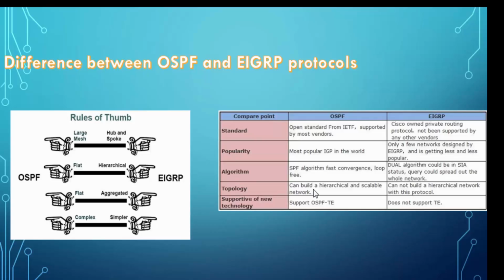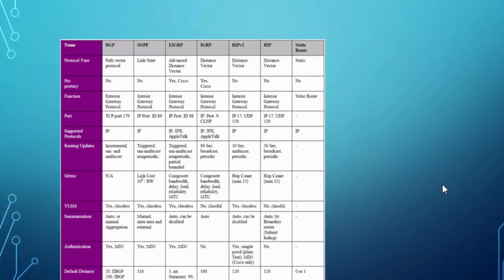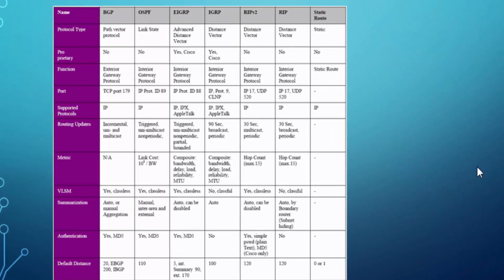The topology can be hierarchical, as we mentioned before. I disagree, because we have different areas: area 0, 1, 2, stubby, not so stubby, and so on. That's a very hierarchical design, and EIGRP cannot be a hierarchical network. For support of new technology, OSPF supports TE, and EIGRP doesn't support TE. So over here we're going to see a lot of different things to summarize everything we just saw.